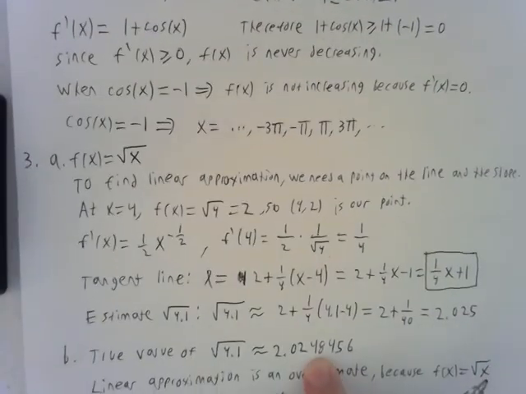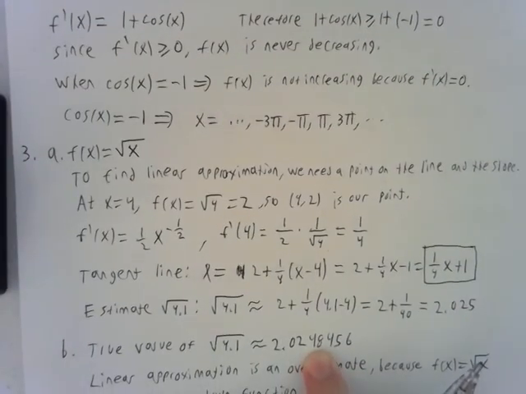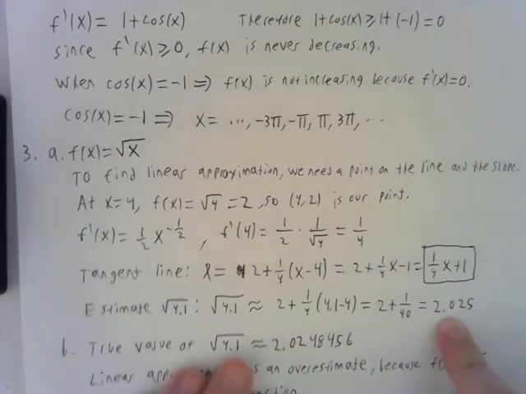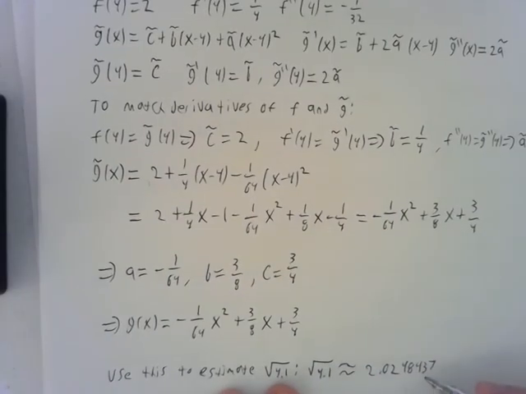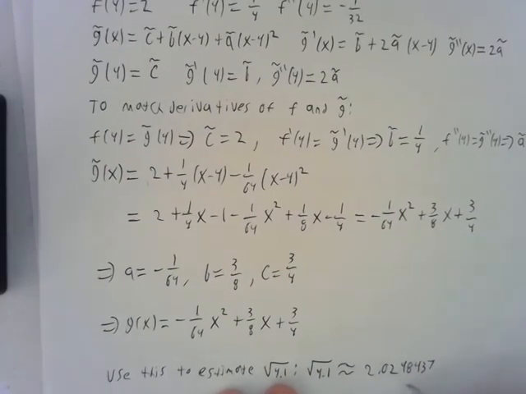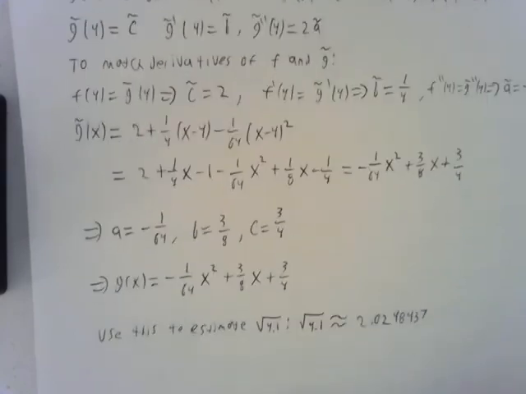If you compare that to this thing here, you see that we did a lot better than with just our linear approximation. We now matched the first 5 decimal places rather than just the first 2. So the quadratic approximation did much better.